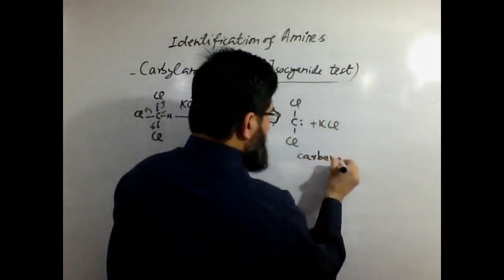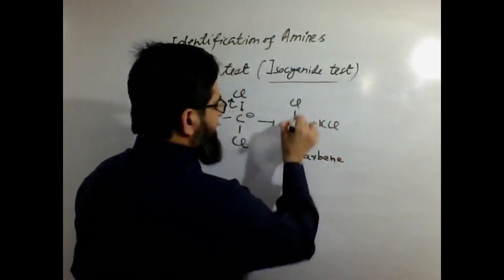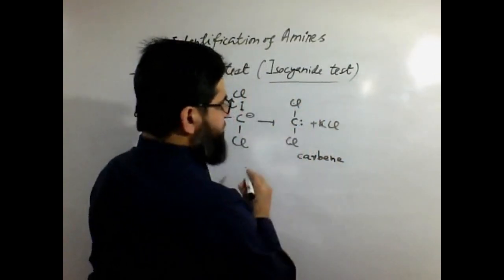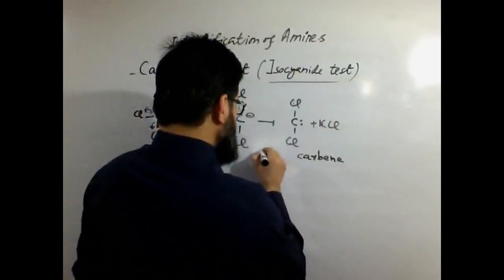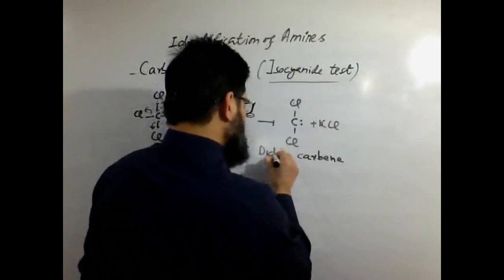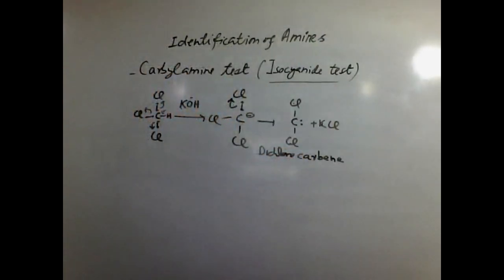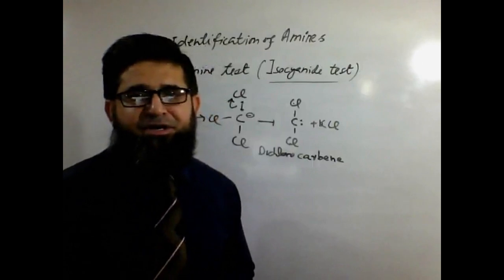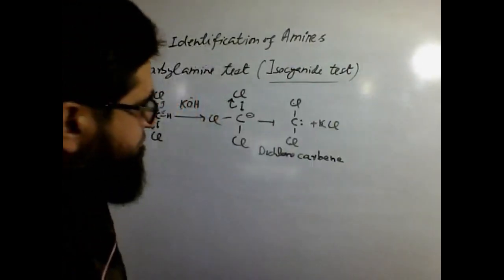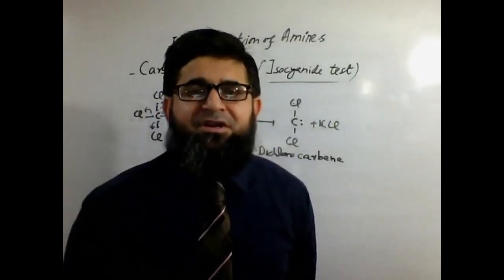Carbon having a lone pair of electrons is called a carbene. It carries at the moment 2 halogens, 2 chlorines. One can write it as dichlorocarbene. It has been formed. This carbene, dichlorocarbene, is electron deficient. It needs electrons.